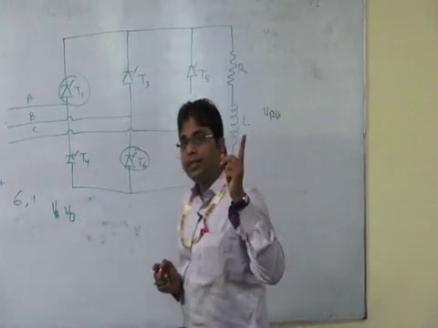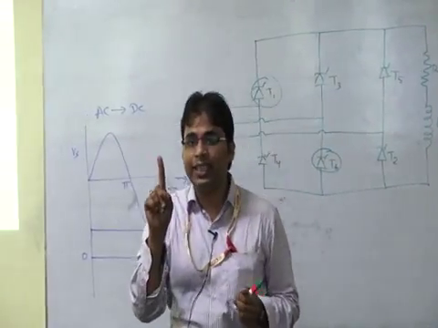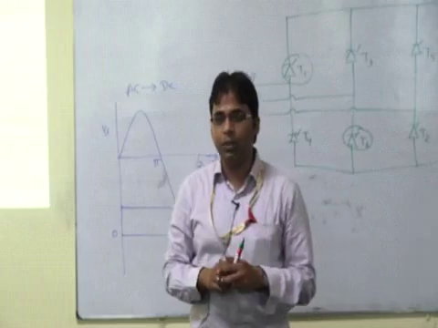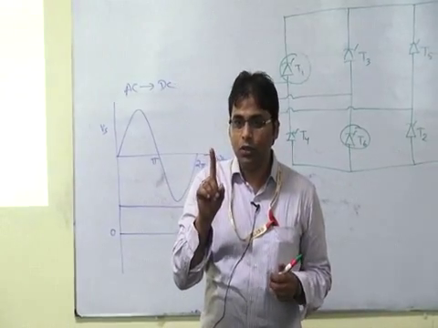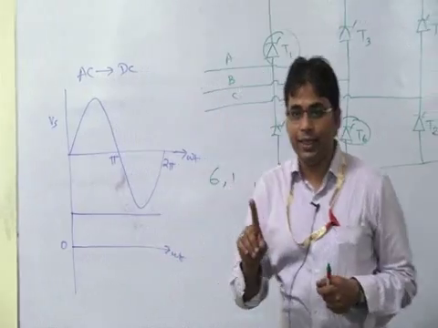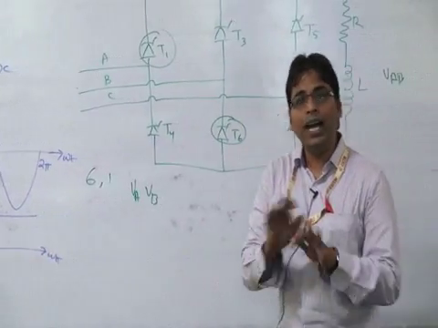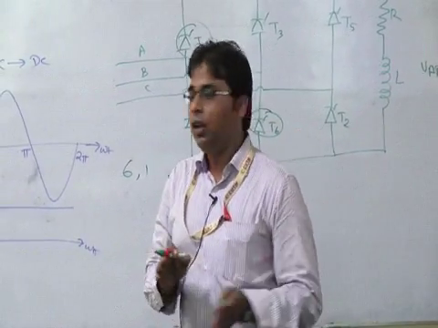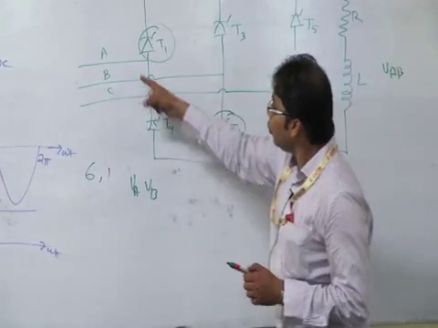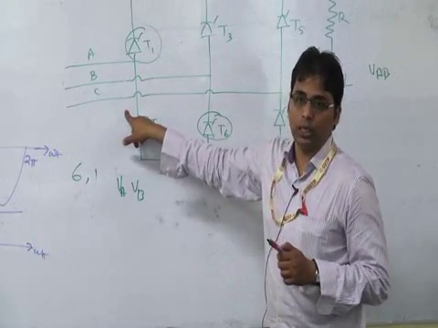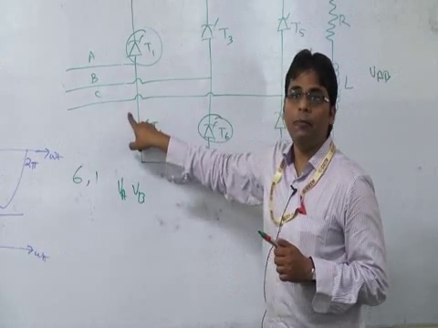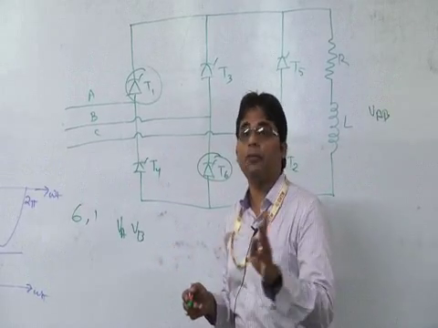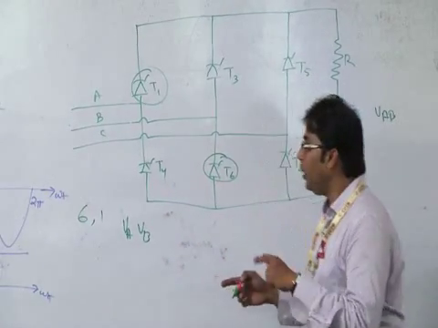What happened in the 3-pulse rectifier? Only one thyristor is excited at a time, so only one phase is excited at that time, and the other two phases are isolated. But here in the case of the 6-pulse rectifier, two phases are excited and one phase is isolated. So the output voltage will follow the line voltage, not the phase voltage.